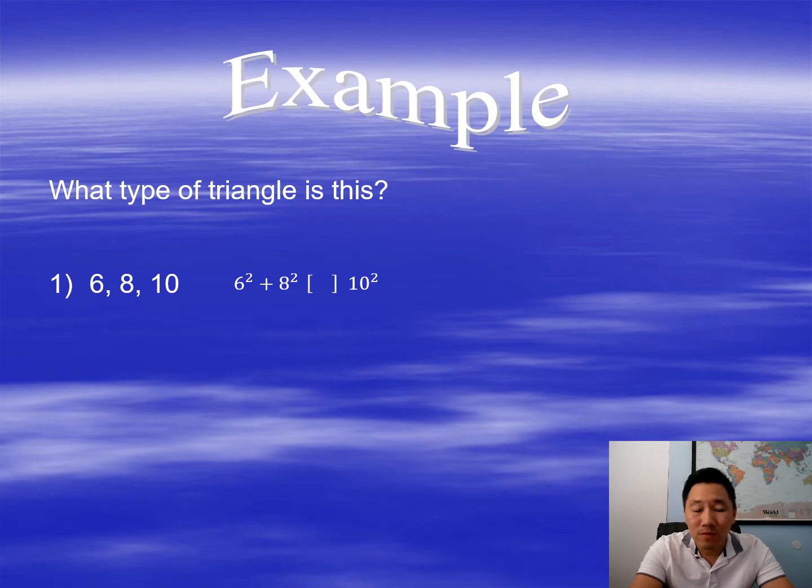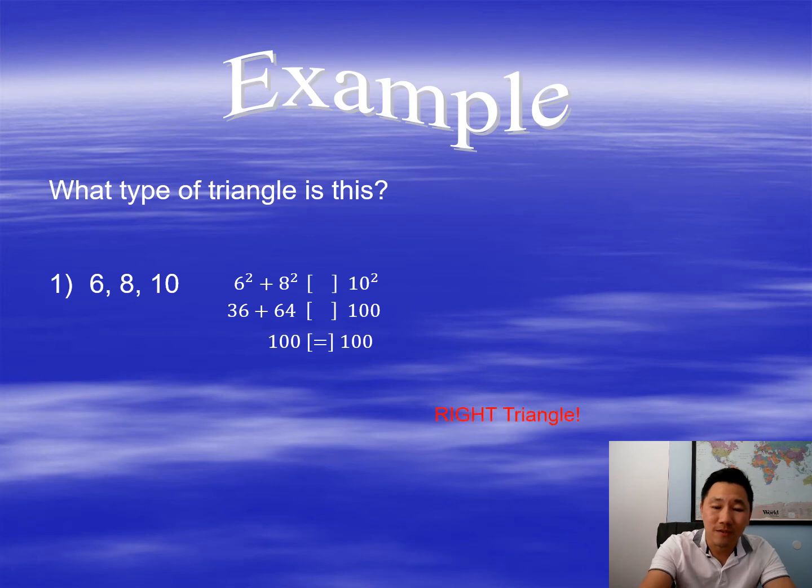Now we have to figure out what type of triangle. Let's do A squared plus B squared and C squared. A squared plus B squared gives you 36 plus 64, and it turns out that 100 equals 100. When you have an equals, we have a right triangle.